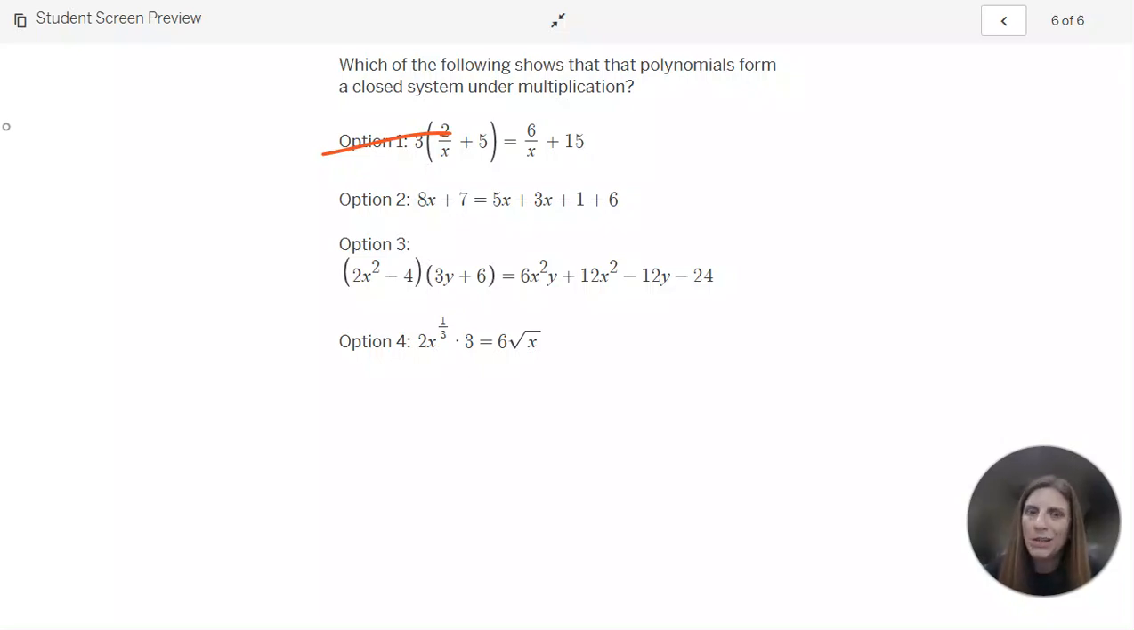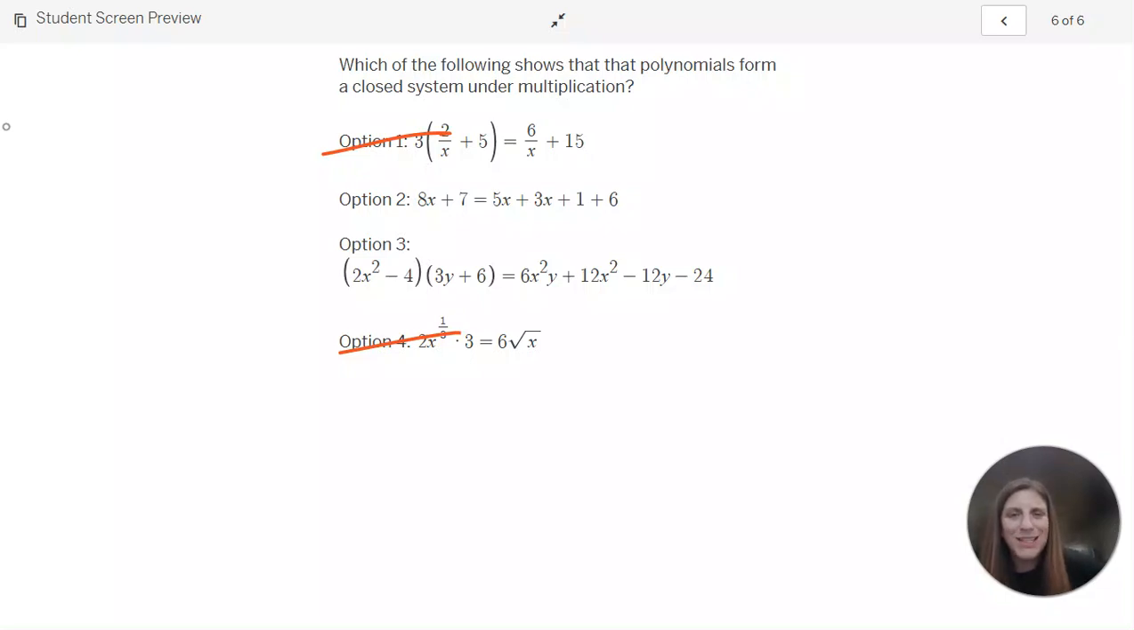Option 4, you have x raised to a fraction. That's not okay. And you have x under a radical. That's not okay. Well, I mean, it's okay. It just means it's not a polynomial. So I'm going to immediately mark out option 1 and 4 because they're not polynomials. And we're trying to show it's a closed system for polynomials, right? So then we're looking at option 2 and option 3.